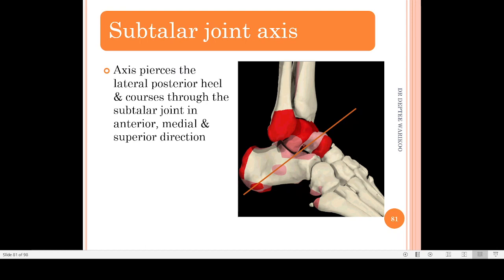So the axis pierces the lateral posterior heel. Here you could see the axis in the diagram. And it courses through the subtalar joint in the anterior, medial and superior direction.